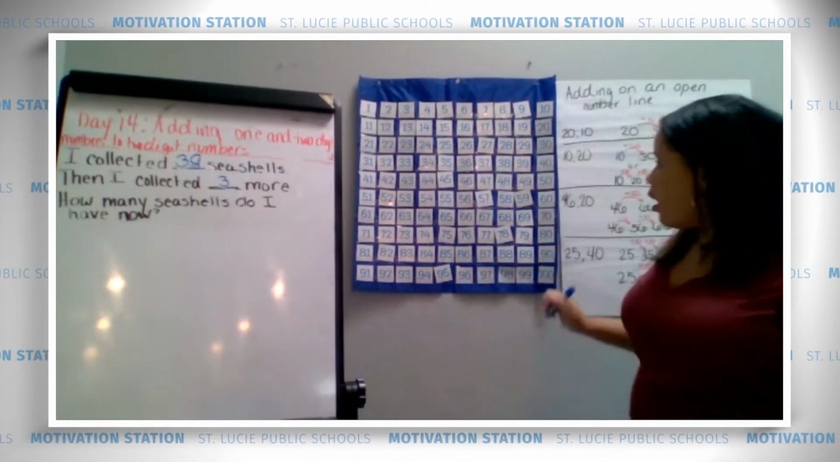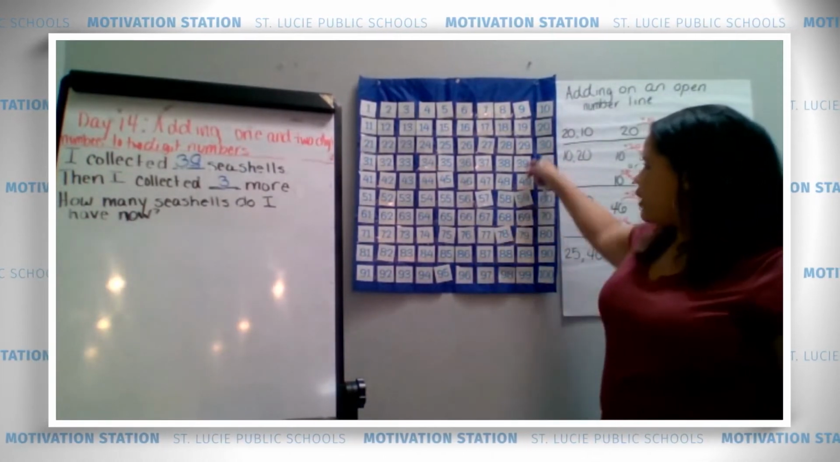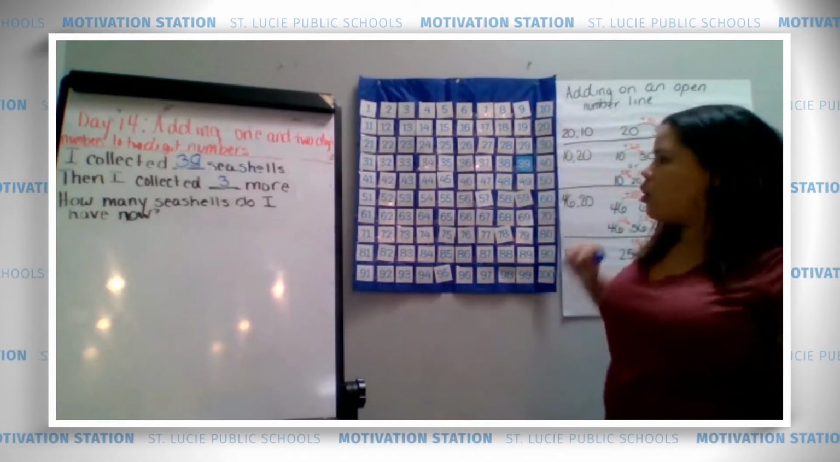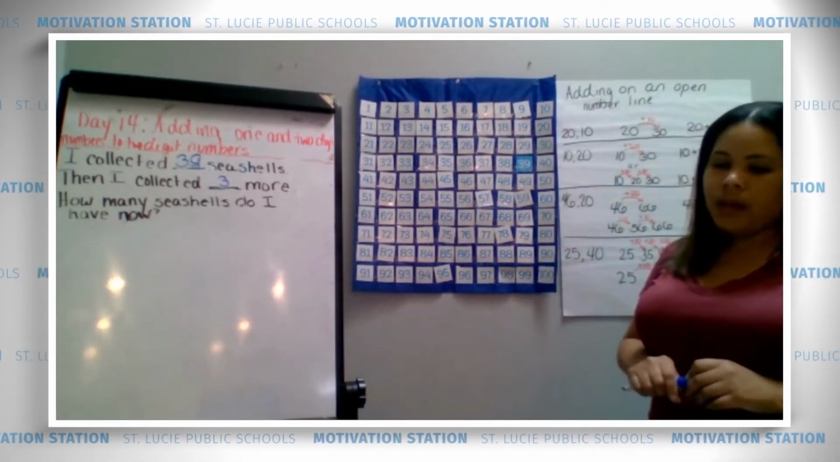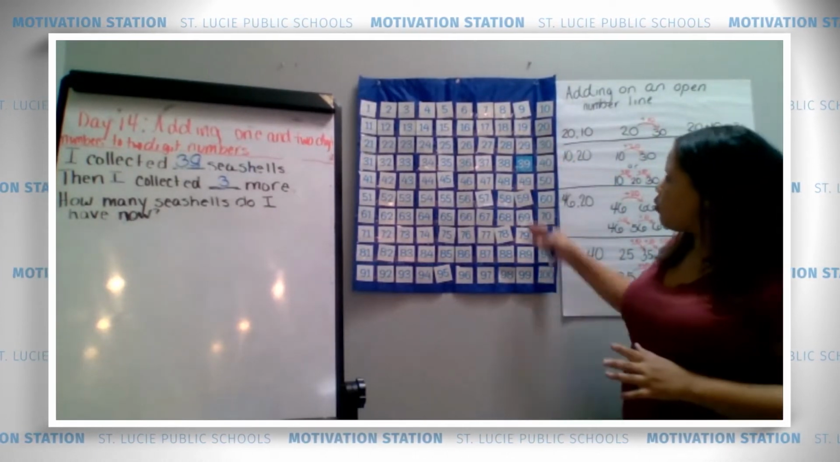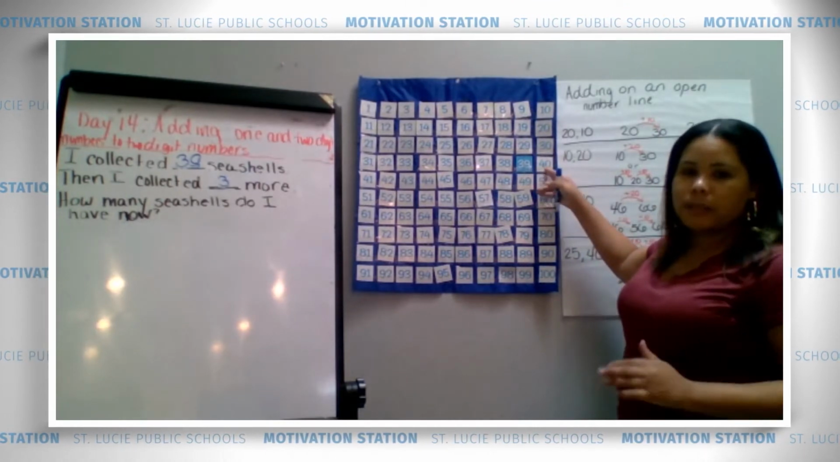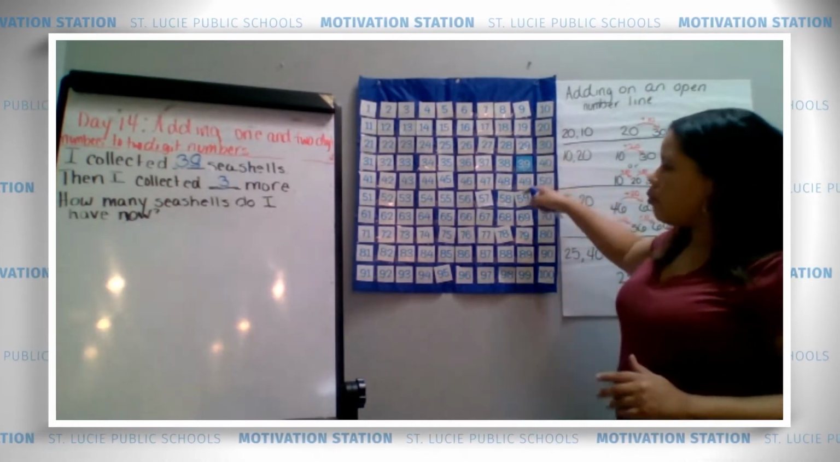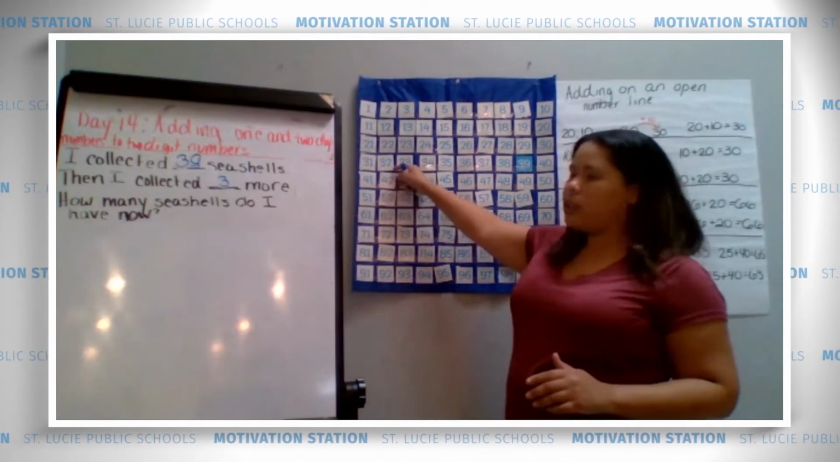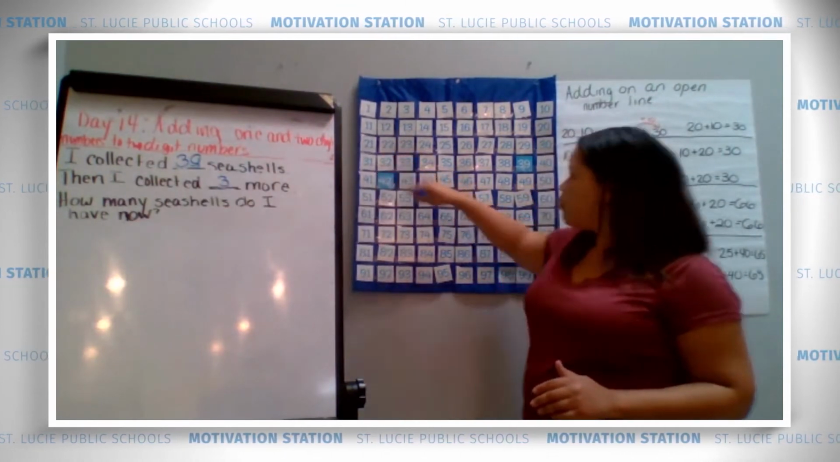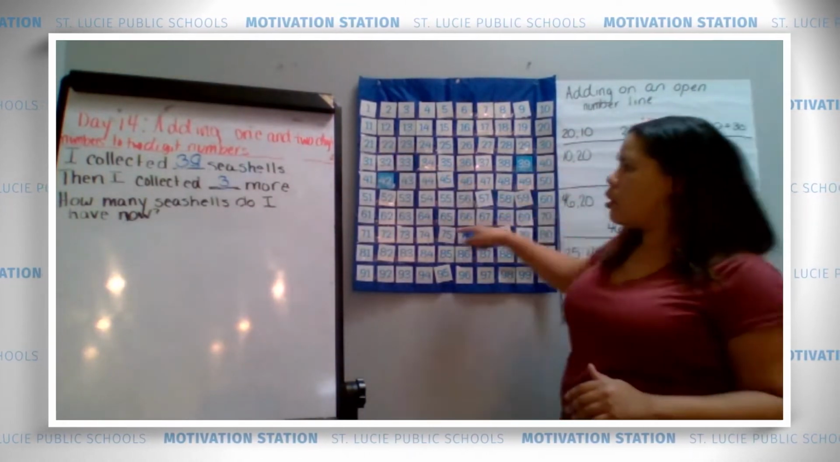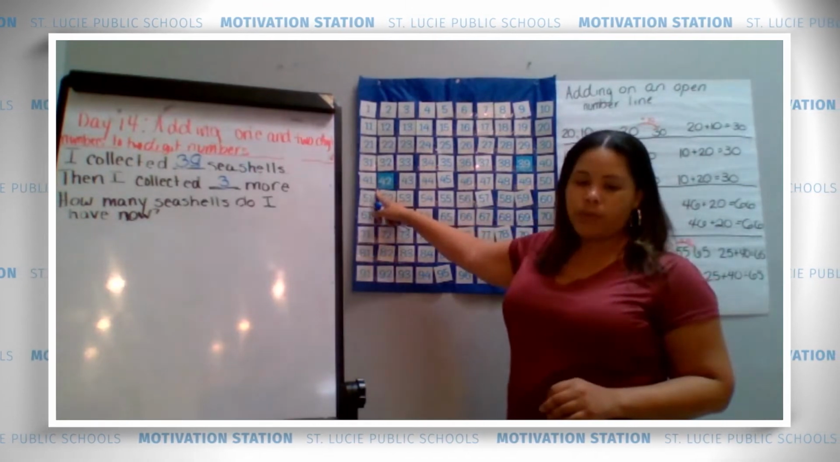So there, we're starting at 39. We want to add 3. If we think about that, there's a spillover because I only can have one space here. So I'm going to spill over 2 more into the next row because 39 plus 3 equals 42.